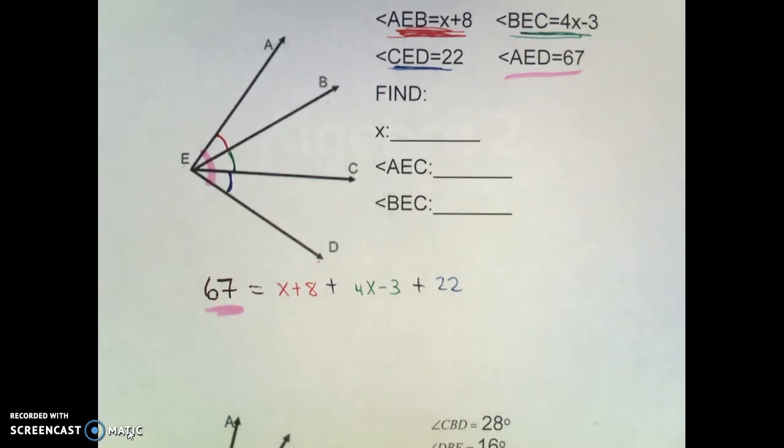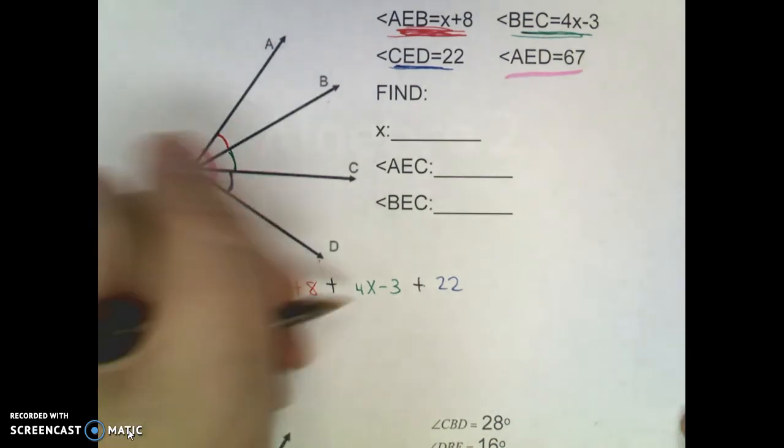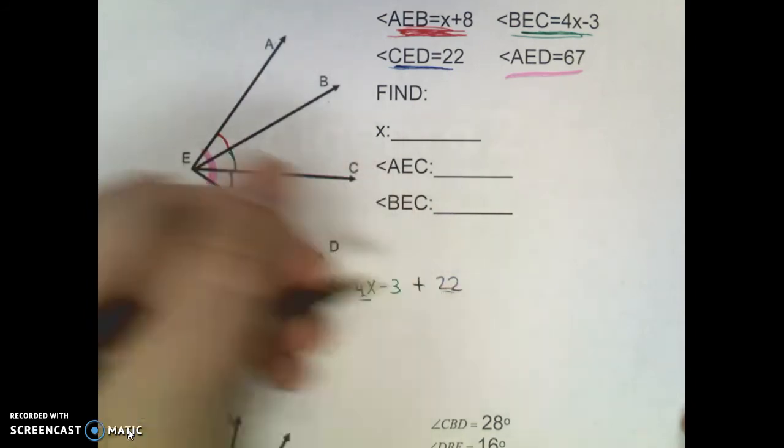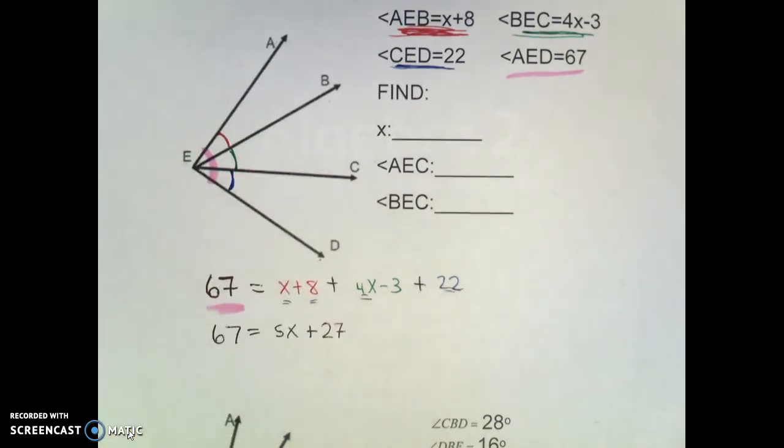So now we have an equation, and that's really the geometry part of this problem. From here on out, the rest of this is just solving an algebraic problem. Creating the equation seems to be the trickiest part of this. So now when we solve this, we're just going to combine like terms. So that's going to create 5x. I have 8 plus 22, which is 30, minus 3 gives me positive 27.